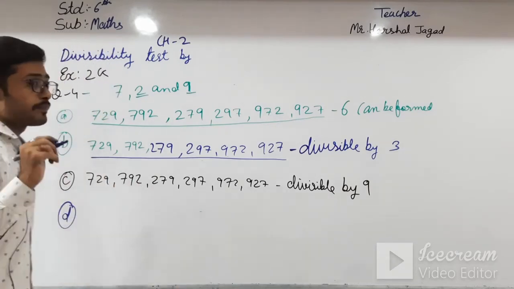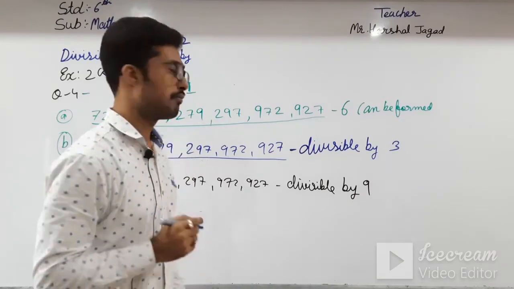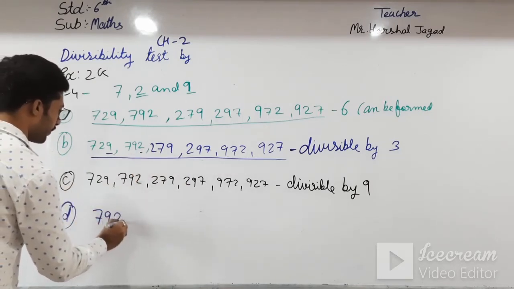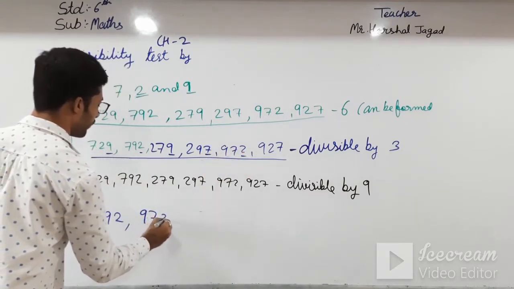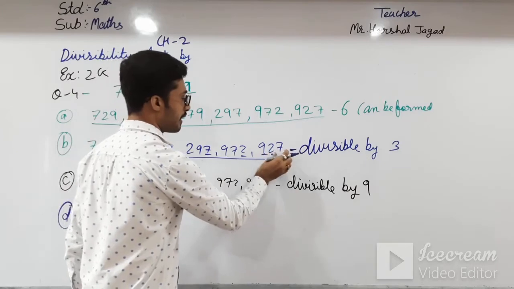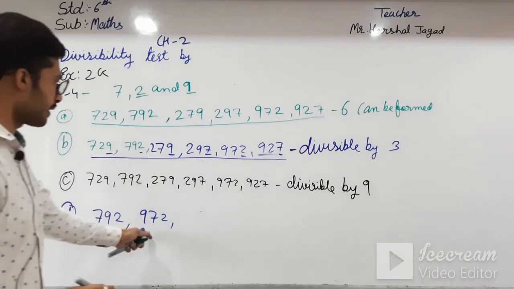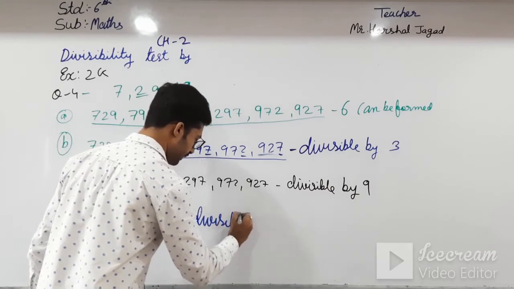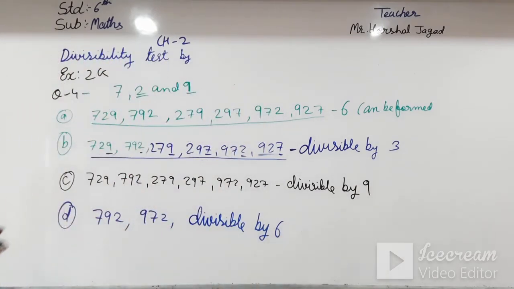Okay, students, so for divisibility by 2, at the last it must be an even number. So here it is not an even number. Yes, here it is an even number. So 7, 9, 2, here is odd, here is odd, here is even. So 9, 7, 2, here is odd, or sorry, here is also odd. So these numbers are divisible by 6. These numbers are divisible by 6. Please note down the answer, students.